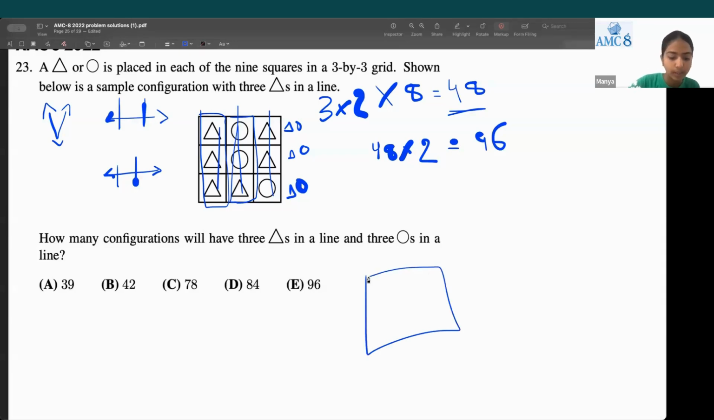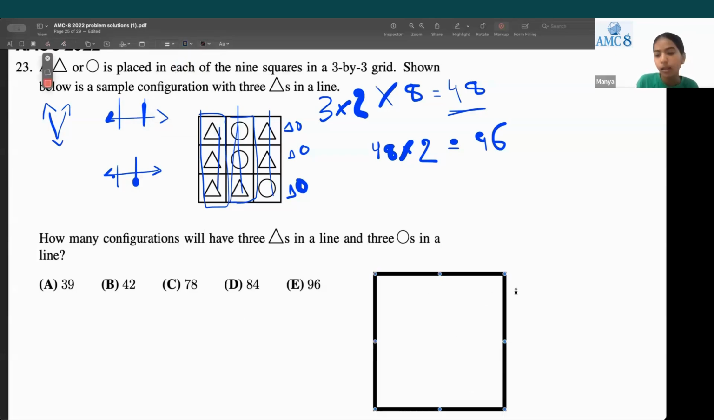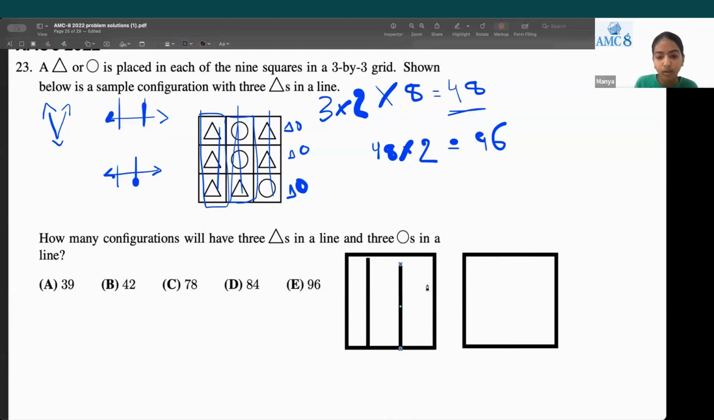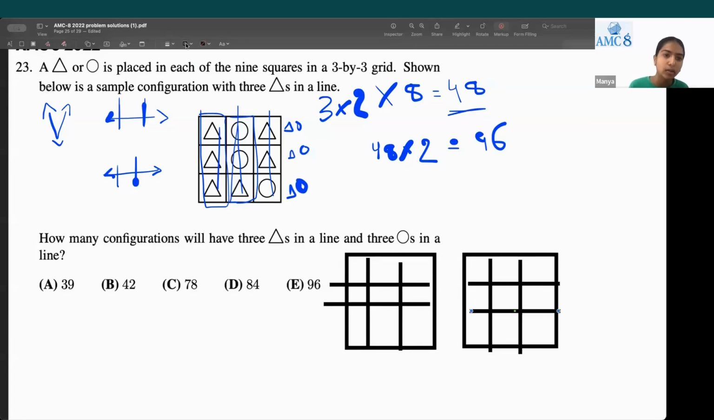So what I mean by overcounting is this. We have a square right here, or something similar to a square, and we have another square over here. Okay, so now let me draw the grid right here. Something like this. Okay, so we have something like this, and now we just need the triangles and the circles.